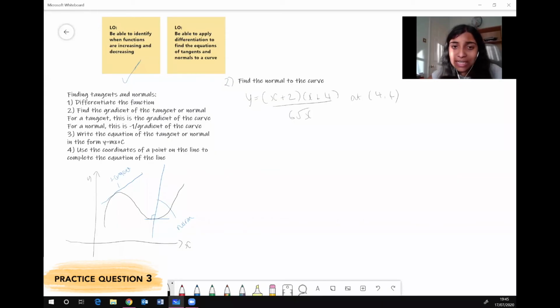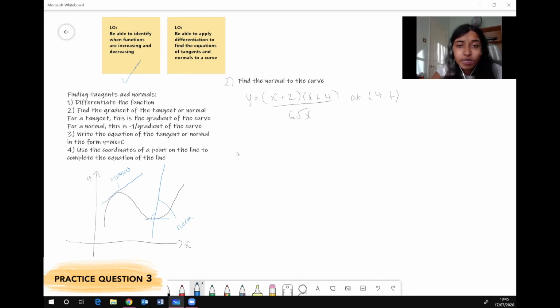We have another question here. We want to find the normal to the curve y equals (x + 2)(x + 4) over 6 root x, at the point (4, 4). So to do this, the first step is we just want to differentiate the function.